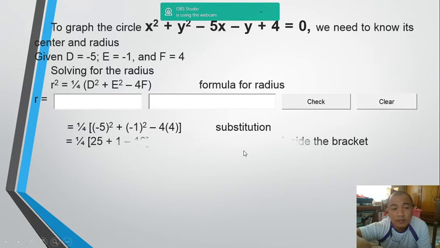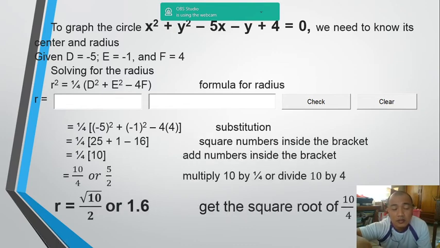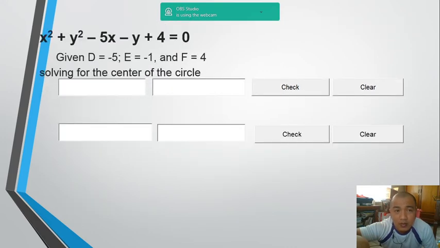Tignan natin. Yun, square root of 10 over 2 or 1.6. The radius is 1.6. Using your calculator, square root of 10 divided by 2 is 1.6. Katutulong yung decimal in trying to sketch a graph of the circle. Yan yung length ng radius. So, 1.6.